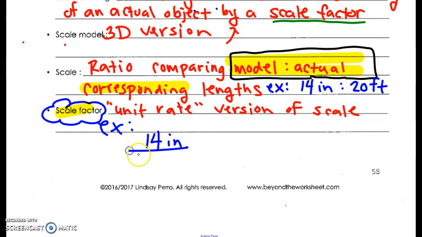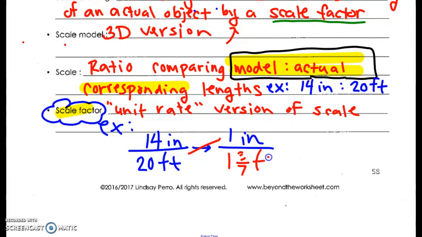So if you have 14 inches to 20 feet, which is the scale of the car on top of the page, the scale factor is going to be the unit rate version, unit being 1. So we want those inches on top to be in terms of 1 inch. What does 1 inch represent in feet? And of course, this is a proportion that you guys know how to solve at this point. We're going to take 20 times 1, which is 20, and divide it by that 14. And I believe if you type that into your calculator, you get a really long decimal. I think it comes out to be the fraction form of 1 3/7 feet.